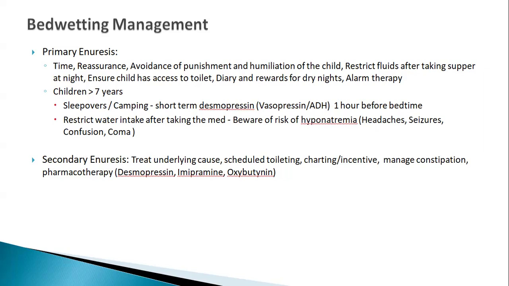So we tell the patient to avoid punishment and humiliation of the child, restrict fluid after taking supper at night, ensure that the child has access to toilet so that at night when the child wants to pee, the child can just go to the bathroom and pee. The diary and rewards will also be very important. So on days that the child does not bedwet, the parents can keep a diary and give rewards. So these are incentives that would make the child have more dry nights.